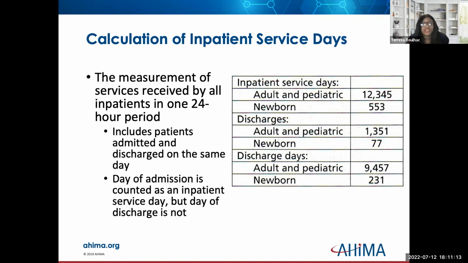So you're looking at the information in front of you. You have inpatient service days for adults, 12,345. Discharges are 1,351, and then discharge days is 9,457. You'll notice that I excluded the newborns because remember, if we're just trying to get service days for adults and children, we're not going to include newborns.